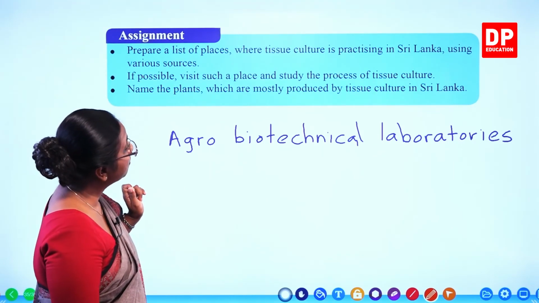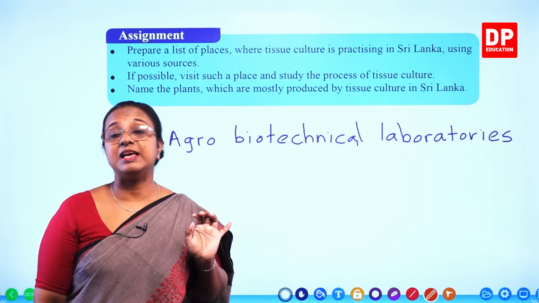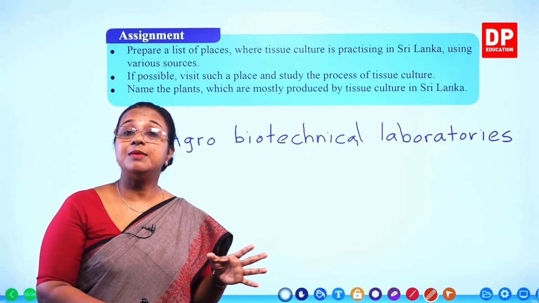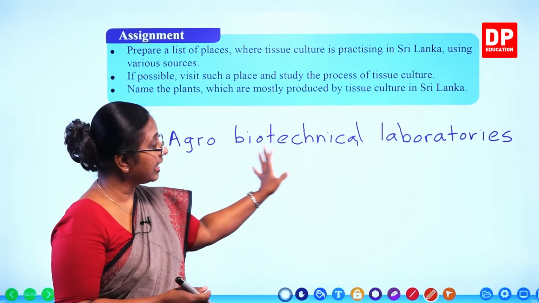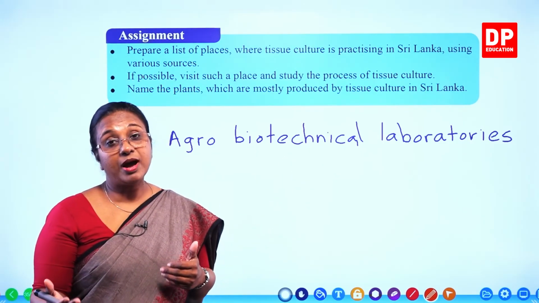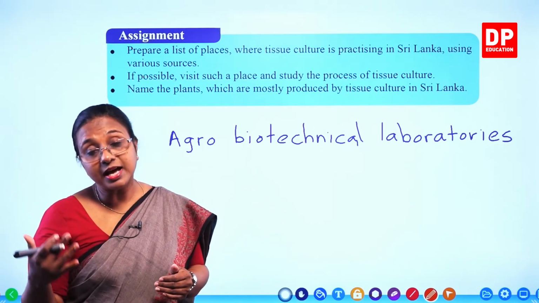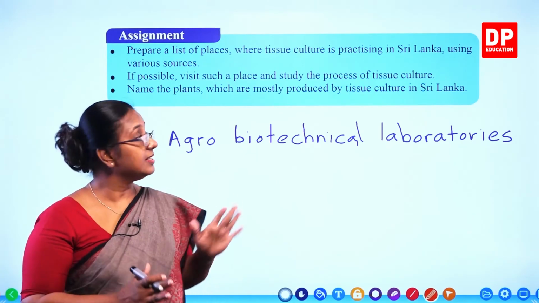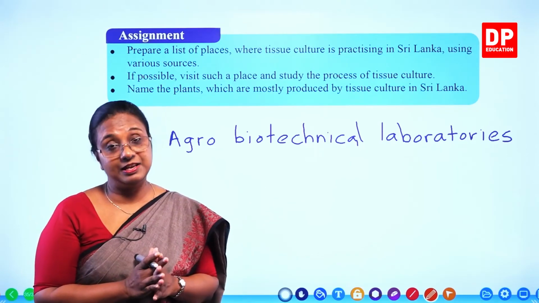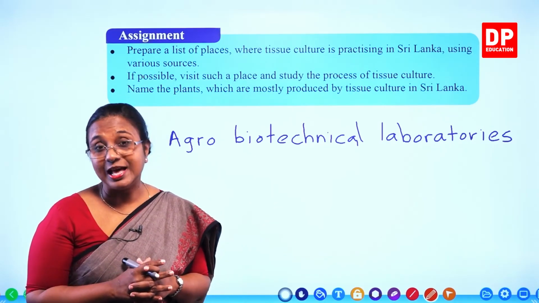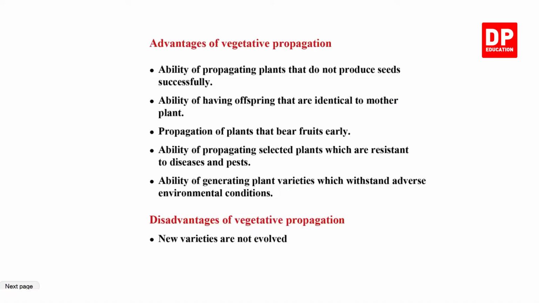Name the plants which are mostly produced by tissue culture in Sri Lanka. If you visit a place like that, you will see what type of plants they produce. It again depends on the organization, the laboratory. Depending on the requirement, they will be carrying out tissue culture with different types of plants. So, all these have to be done by y'all. Y'all have to try and find this information. I am sure you can do that by yourself. So, with that students, I will move on to the next slide.